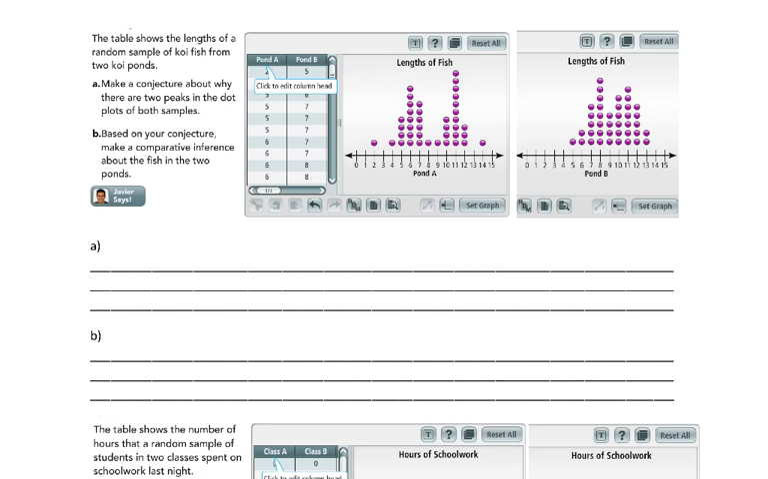So, I would like for you to pause the video, write your thoughts down, and then compare your thoughts with what I write down in just a moment. So please pause the video and write down your thoughts.